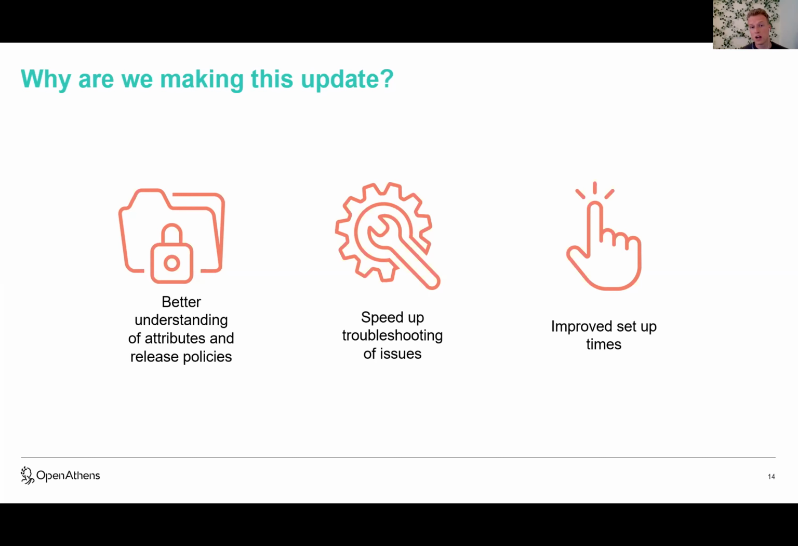The second piece there is around troubleshooting. One of the first questions that our support teams will almost always ask when there are access issues is around attribute release policies and whether those are aligned on the library and publisher side. And again, by having this information stored, it will speed up that process, because they'll be able to far more quickly identify any mismatches in terms of attributes being released and requirements on either side. So it helps speed up troubleshooting.